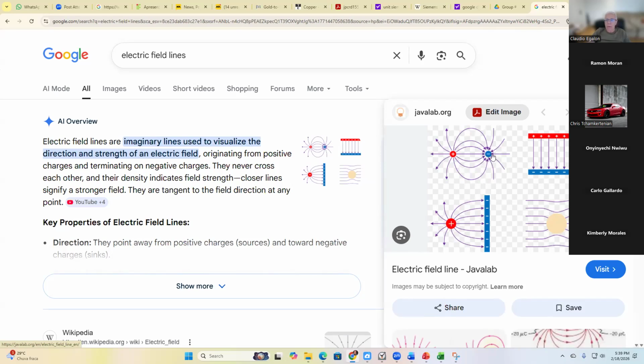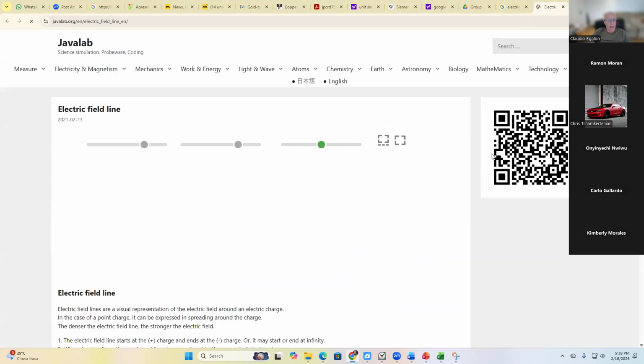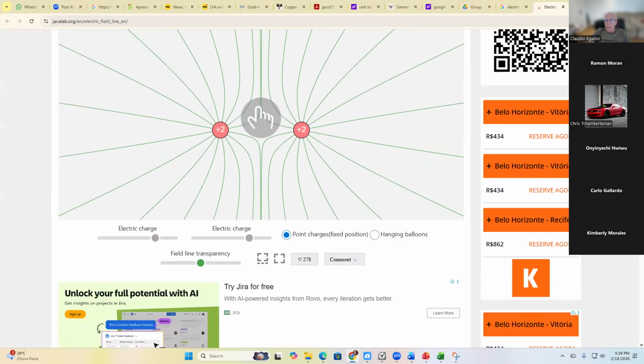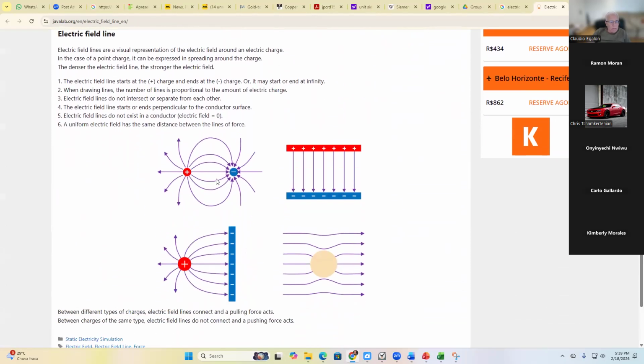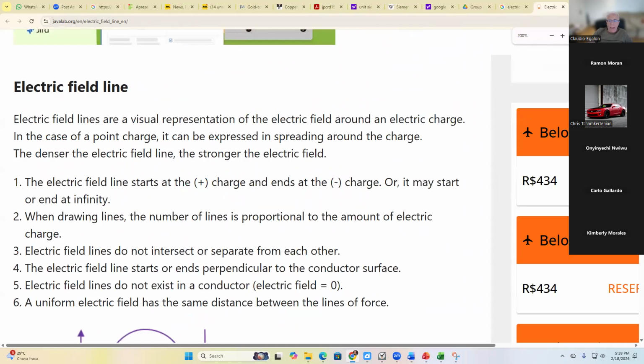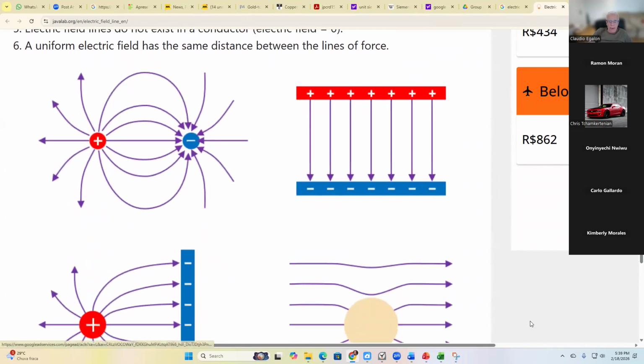The higher the concentration, let's see if I can do better than that. Let's see if I can zoom in. The higher the concentration of the electric field lines, the stronger the electric field is. Okay? Nearby this charge, you have a higher concentration of electric field lines. Moving away from those charges, the electric field intensity decreases here. But as I move closer and closer to the other charge, the electric field increases. Okay?